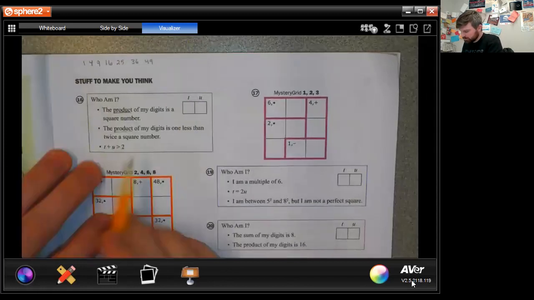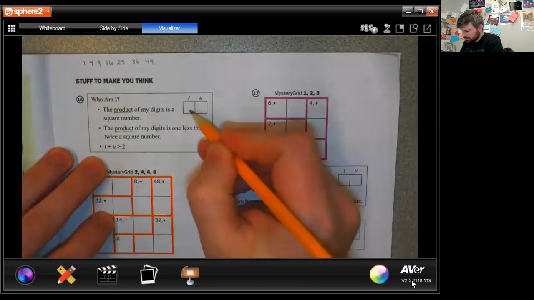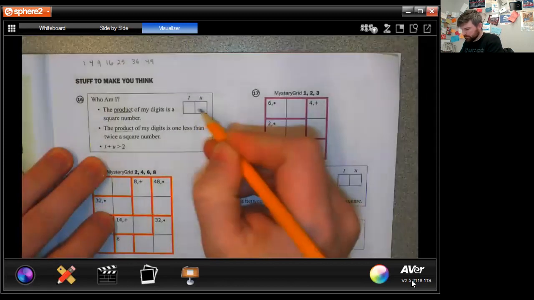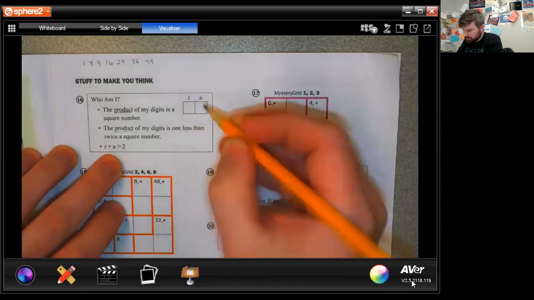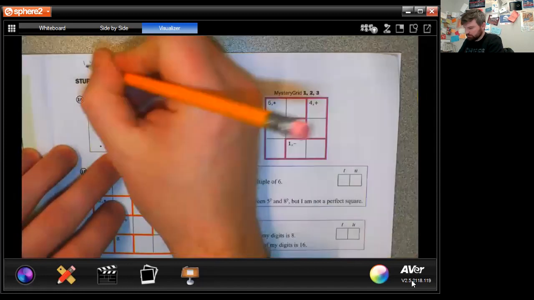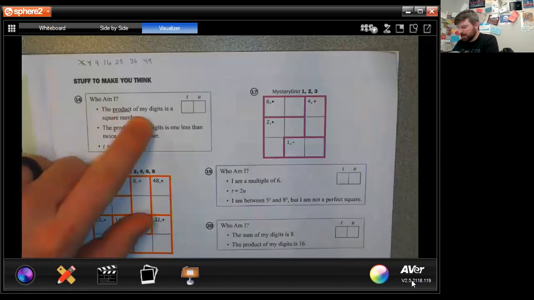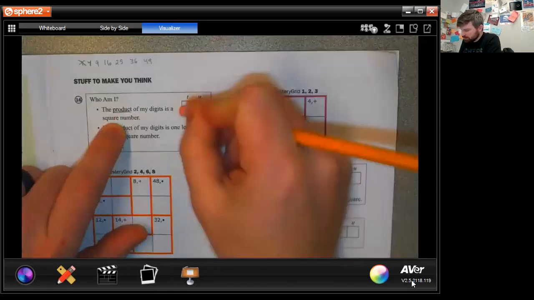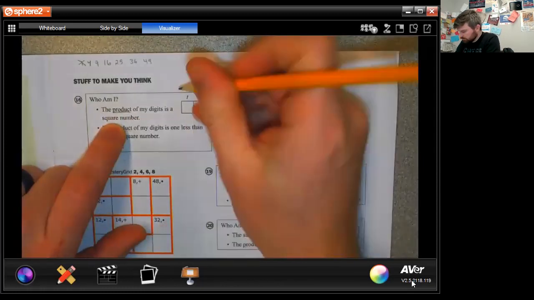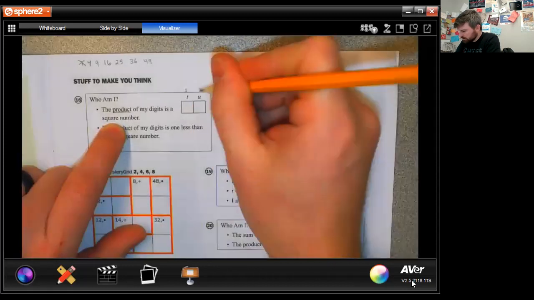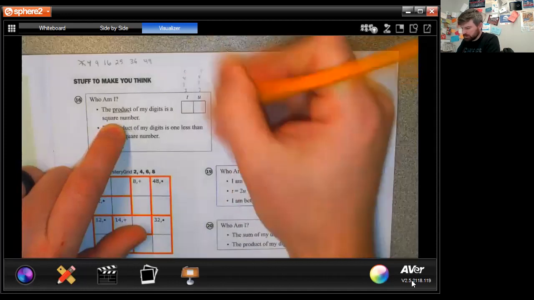And t plus u is greater than 2. So if I add these two numbers, I get a number bigger than 2. So that means they're not both 1, which means my square number is not 1. But the product of my digits is a square number. That means these two numbers are the exact same number. So they're either 2 and 2, 3 and 3, 4 and 4, 5 and 5, 6 and 6. You get the point. They're the same number.